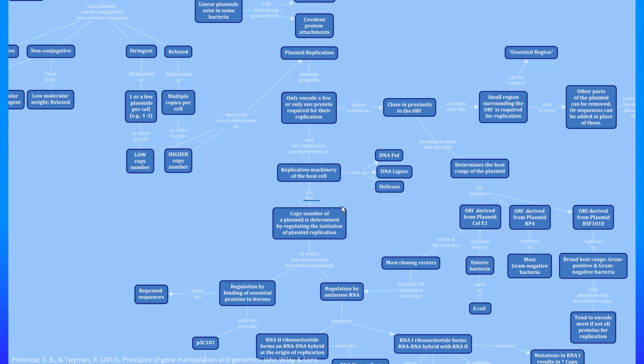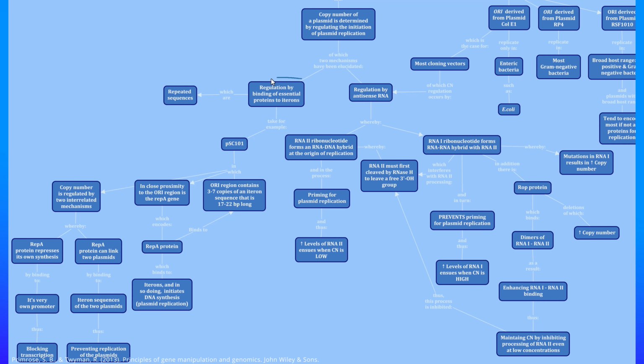Yet, the copy number of a plasmid is determined by regulating the initiation of plasmid replication, of which two mechanisms have been elucidated: regulation by binding of essential proteins to iterons, and regulation by antisense RNA. Let me discuss regulation by binding of essential proteins to iterons. What you have to keep in mind is that iterons are repeated sequences.